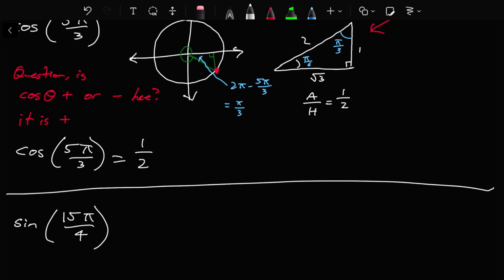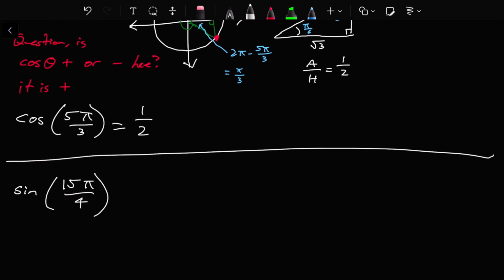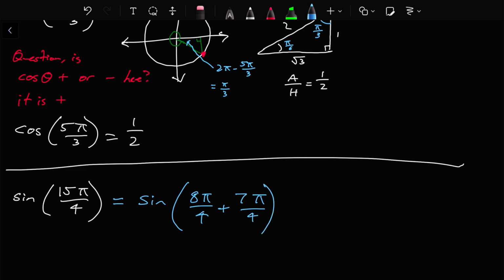Now, the thing that we should immediately notice about this is that the angle is a lot bigger, right? This angle, 15 pi on 4, is much bigger than 2 pi, meaning we're going to be doing a full rotation. So what we need to do first is we need to figure out how many rotations are we actually doing before we end up caring about the angle. So I'm going to rewrite this. And I'm going to say this is equal to the sine of 2 pi plus, actually let's not skip any steps, let's do this. 8 pi on 4 plus 7 pi on 4. Cool?